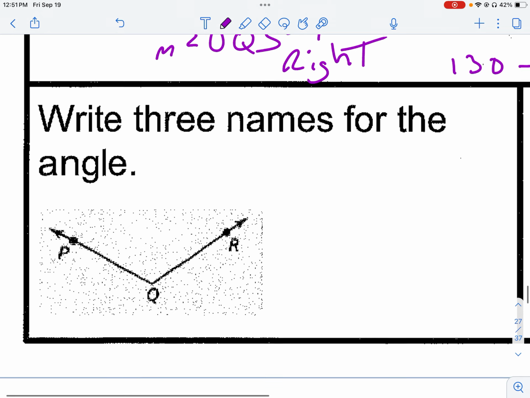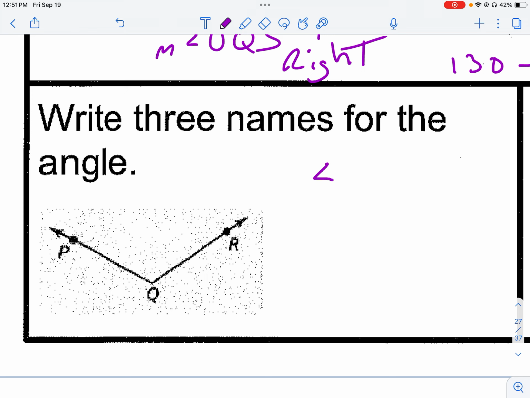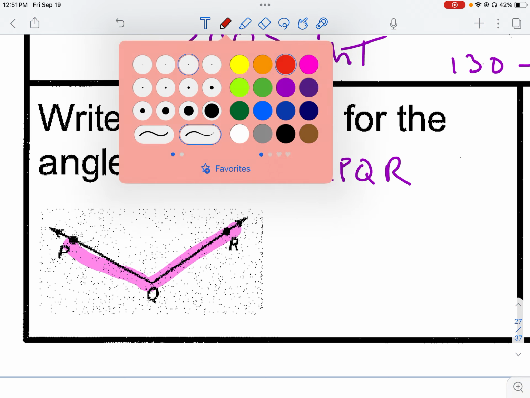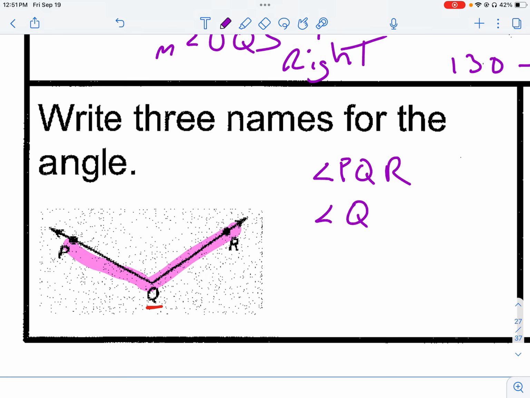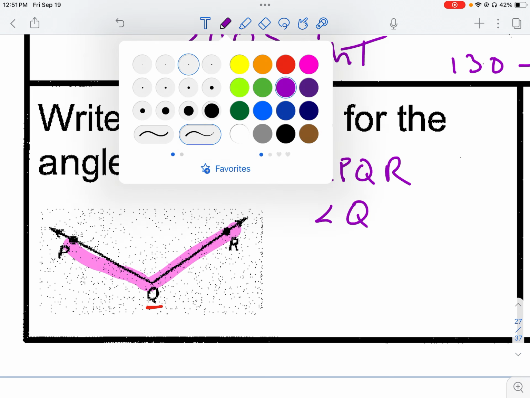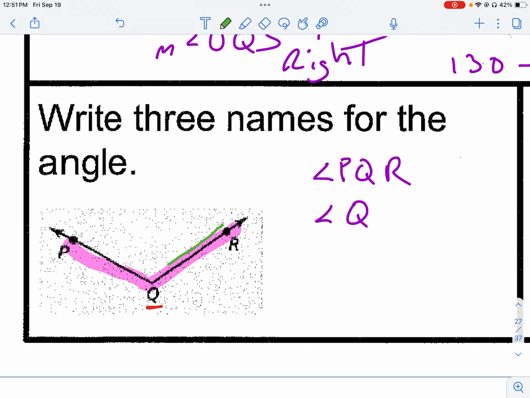All right, let's name this angle. Start with our little angle symbol, and we're going from P to Q to R, so P, Q, R. We can name it after just the vertex because there's only one angle coming off this vertex, so we're going to call it angle Q. We can also go the other way, R to Q to P, because that gives us the same exact information as P to Q to R. R to Q to P covers all the same points, so it is legal to name it that way. Excellent.